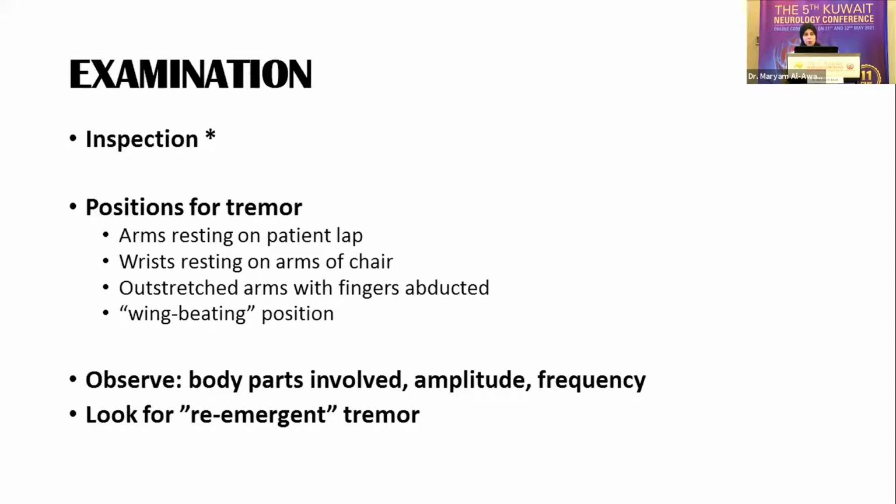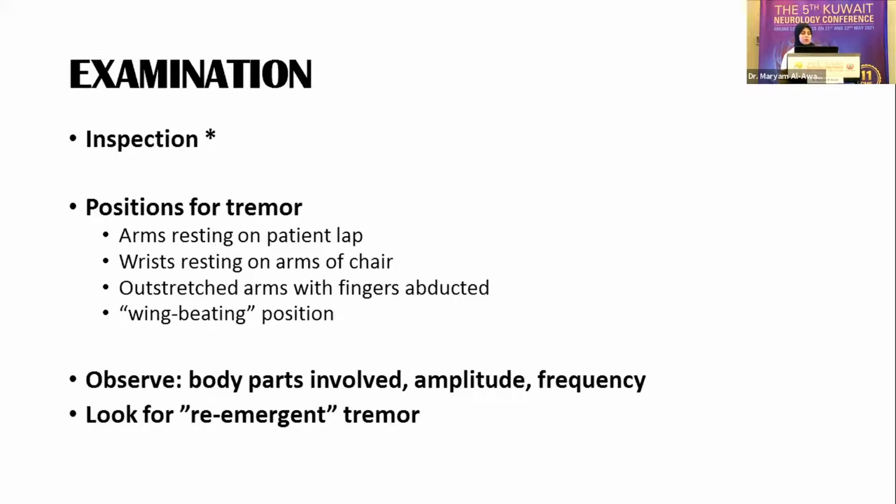The next important position is the outstretched arms with the fingers abducted, and we'll see videos clarifying that. So in this position, you have to look whether there is any postural tremor and whether there is re-emergent tremor, which is specific mostly for Parkinson's disease. Also in this position, you can look for any posturing or any changes in posture, like for example, abduction of the little fingers and so on, which may indicate dystonia.